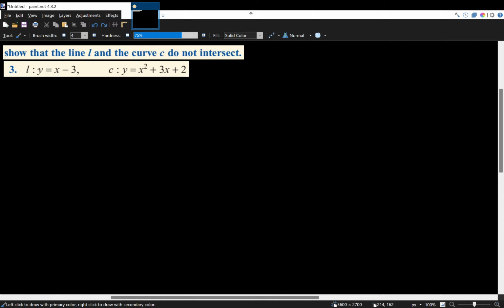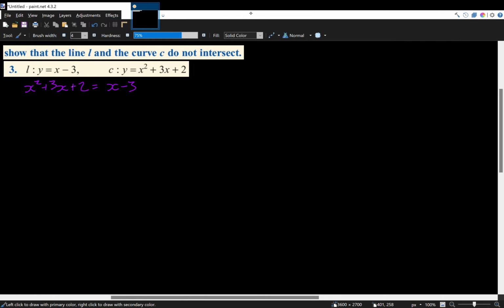And since they are both set equal to y, we're going to set them equal to each other to start with to try and get this answered. So we're going to go x squared plus 3x plus 2 is equal to x minus 3. So we're just setting both of the y values equal to each other.